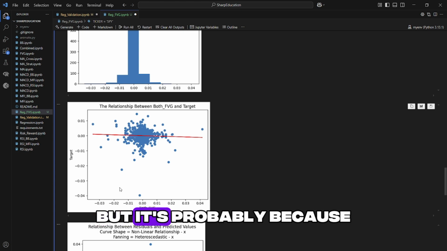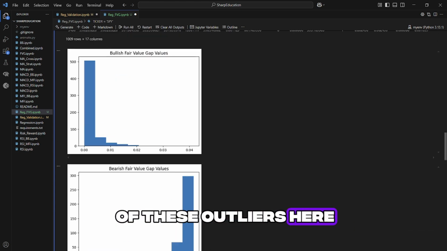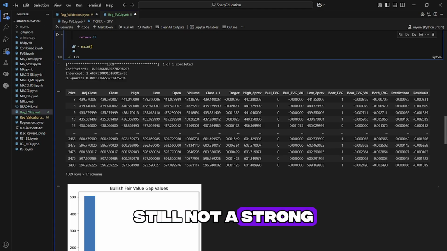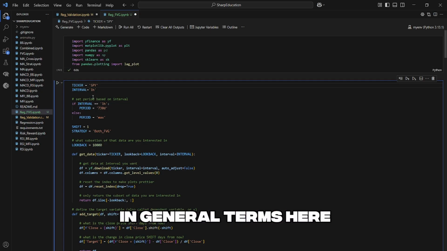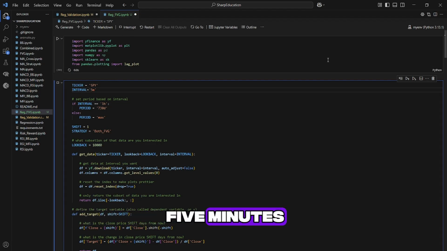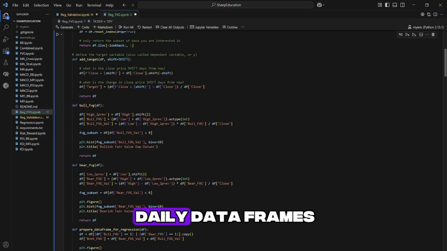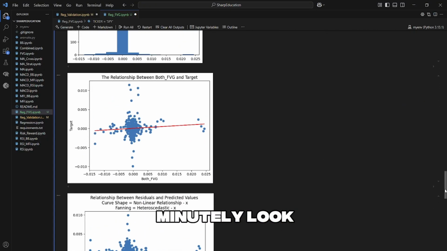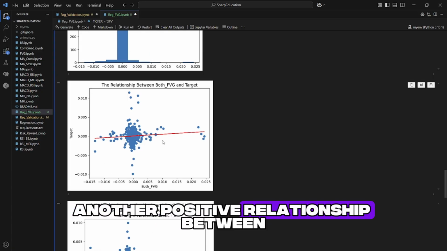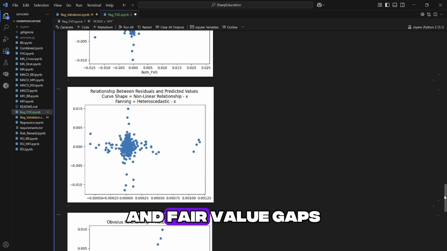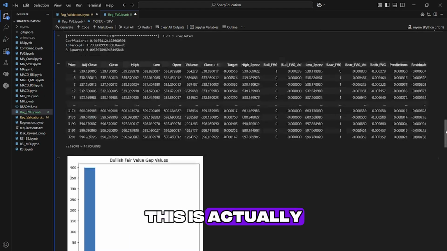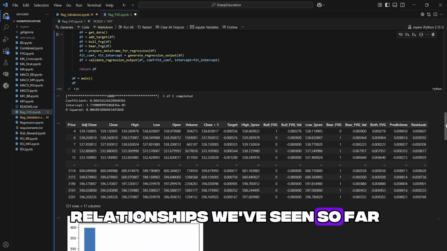Negative relationship, but it's probably because of these outliers here. Still not a strong negative relationship. I know I'm speaking in general terms here, but we'll be validating what I'm saying about whether or not these relationships are strong in coming episodes. So now we're going to do 5 minutes. Some people say, oh, you're only testing on daily data frames. We only trade on minutely. Look, this is another positive relationship between fair value gaps and future price returns, because prices generally go up over time and fair value gaps don't mean anything. This is actually one of the stronger relationships we've seen so far.